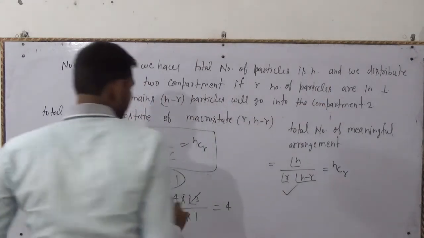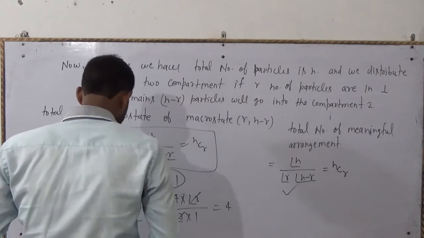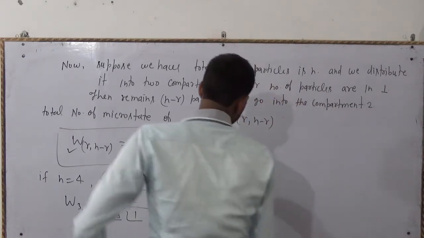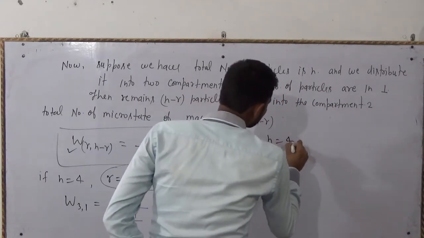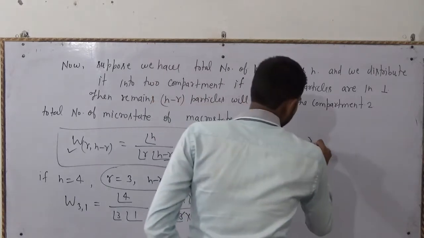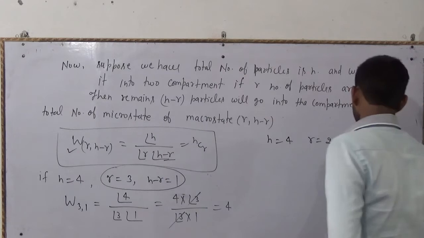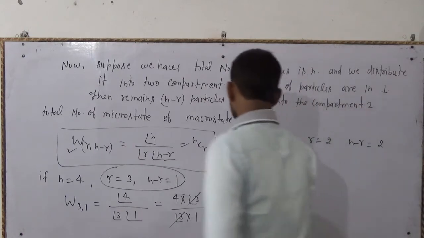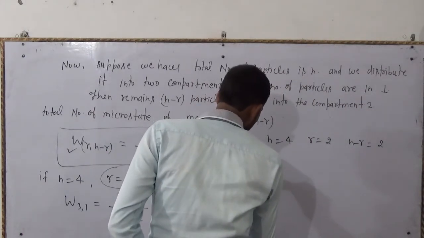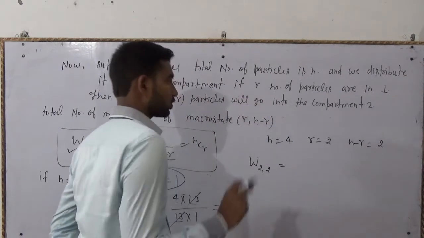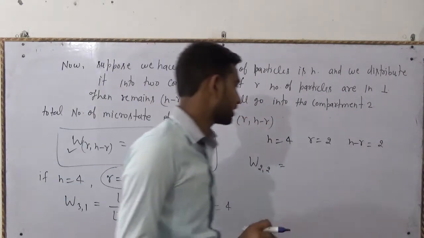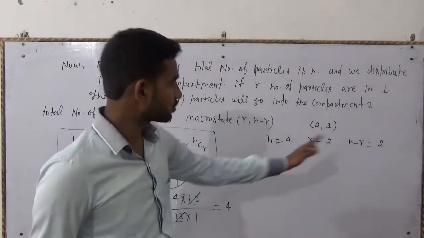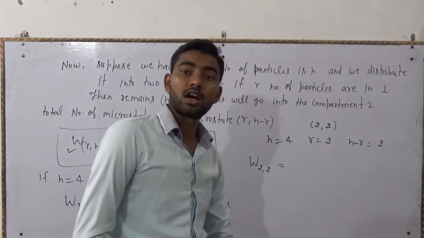So friends, let us choose the next microstate. As we have said, if we choose n is equal to 4 particles and r is equal to 2, then what will n minus r be? Then n minus r will also be 2. How can we calculate the thermodynamic probability, or the total number of microstates, corresponding to this microstate? What is the microstate? 2, 2. Here the microstate will be 2, 2 because r is equal to 2 and n minus r will also be 2.